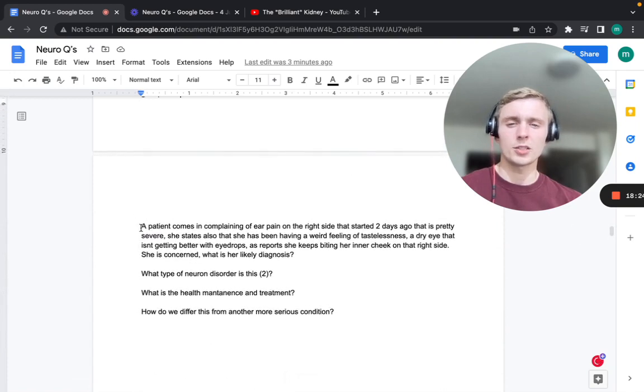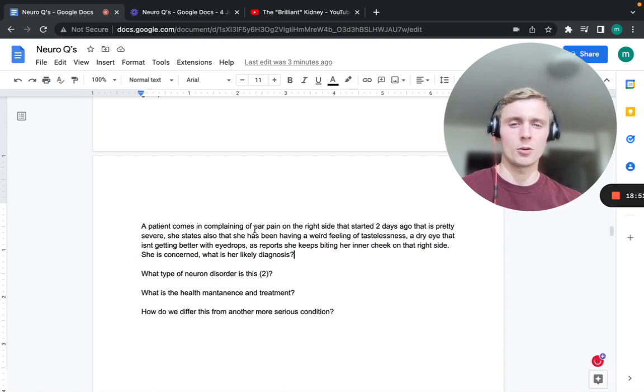So next one, a patient comes in complaining of ear pain on the right side that started 2 days ago that is pretty severe. She states that she also has been having a weird feeling of tastelessness, a dry eye that isn't getting better with eye drops, and she also reports she continuously feels like she's biting her inner cheek on that right side inadvertently. She is concerned. What is her diagnosis?